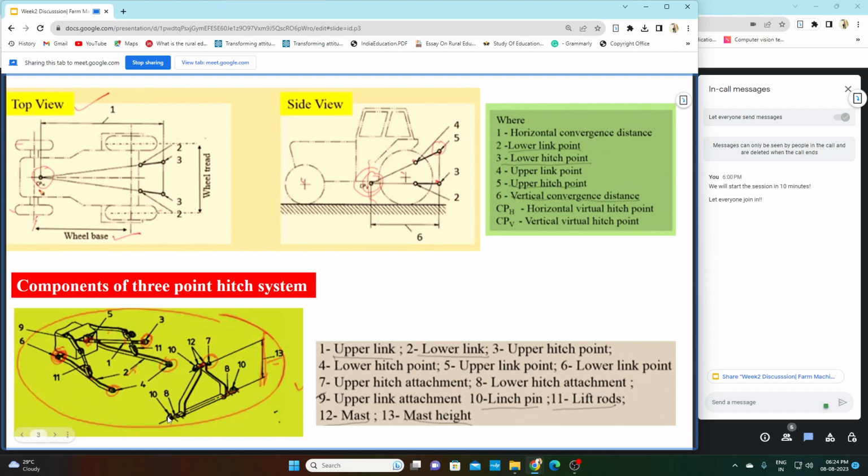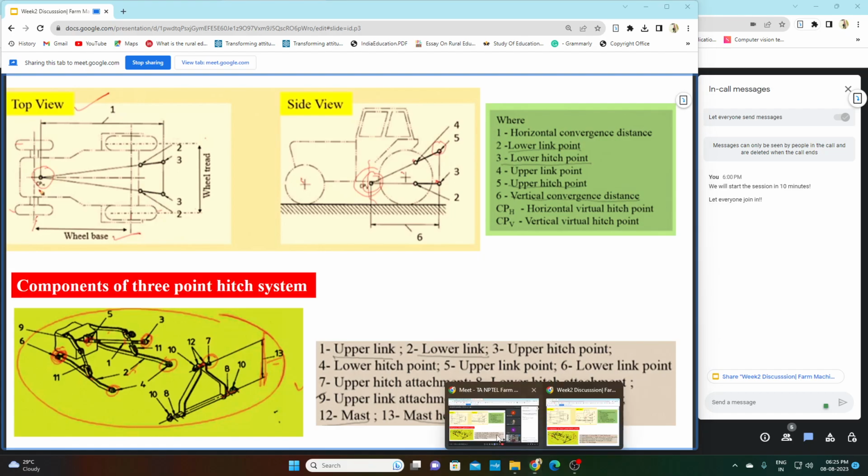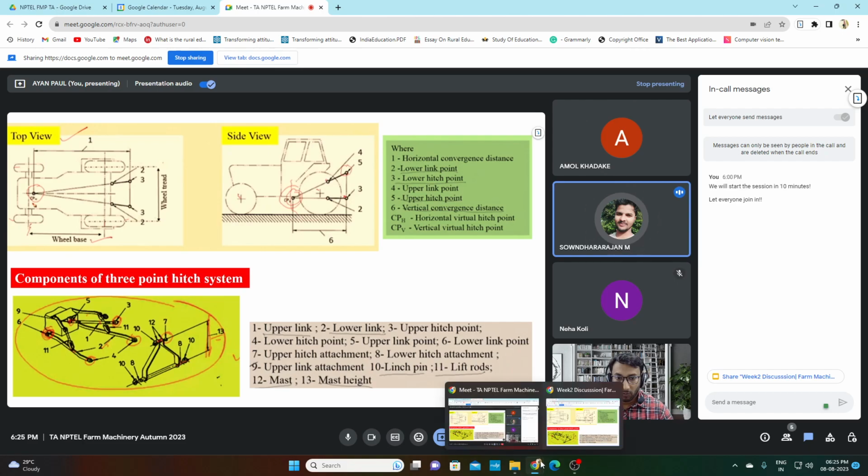There are pins called linch pins. So we connect the lower hitch points to the lower link adjustment, and we put in the linch pins. This 10 is the linch pin, and these are the linch pins. By this we are connecting the hitch of the tractor with the hitch of the implement. Okay, is this clear? Yes, sir. Okay.